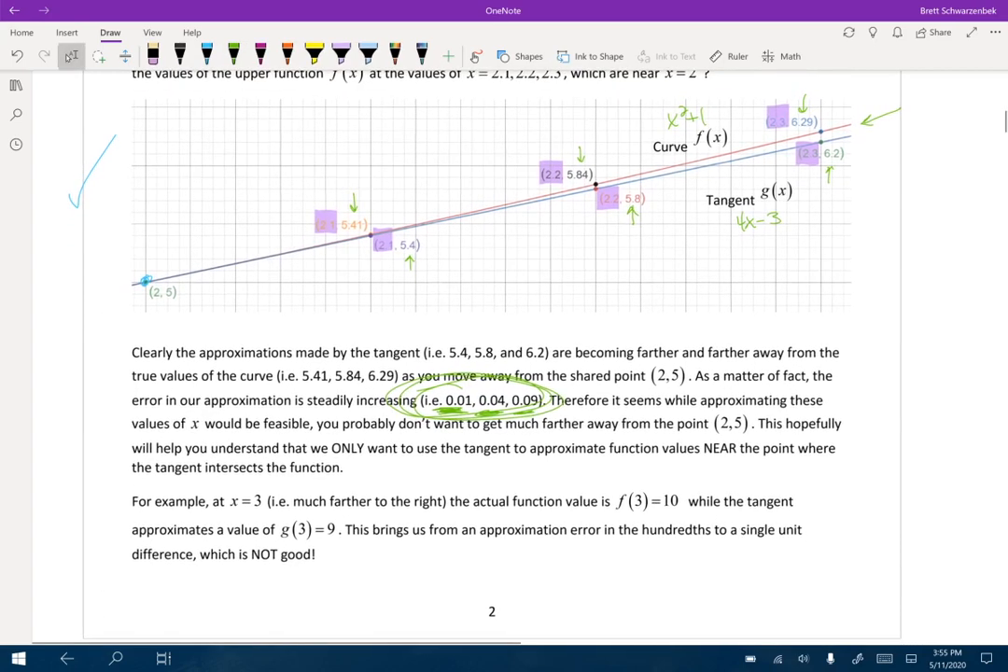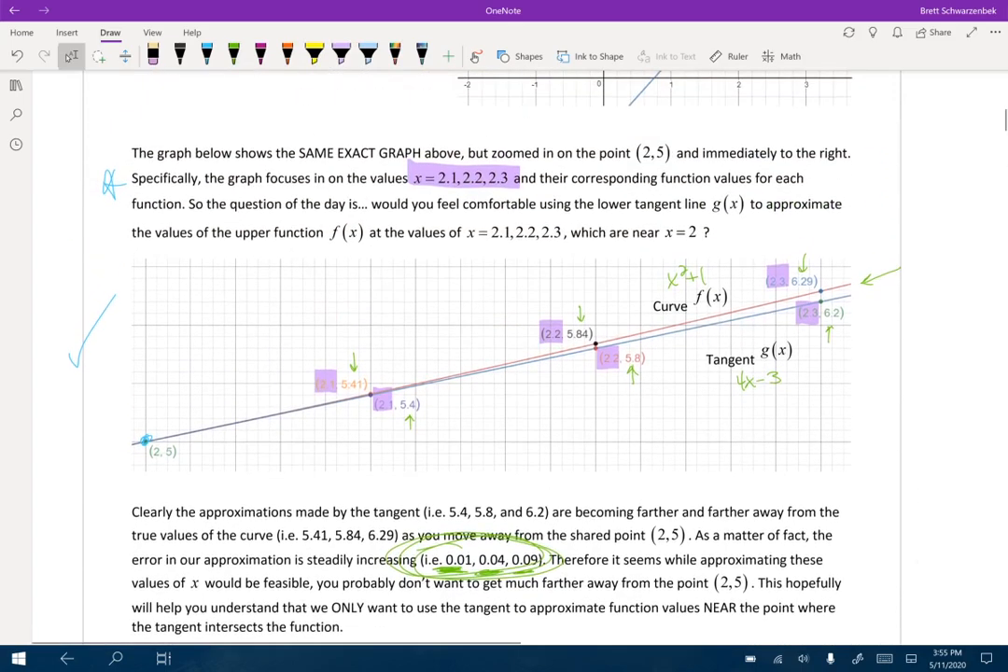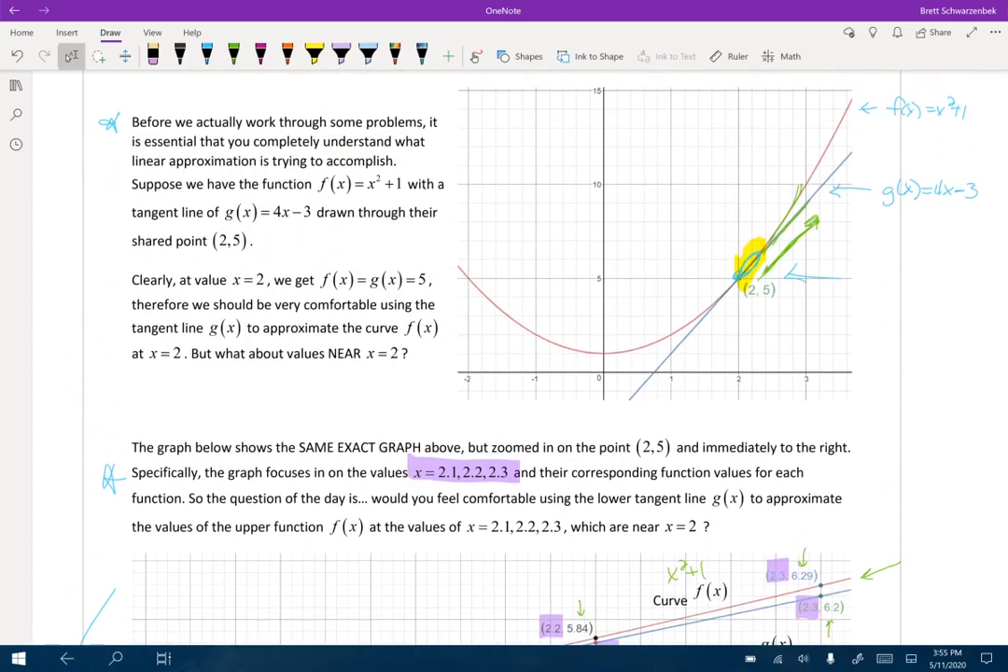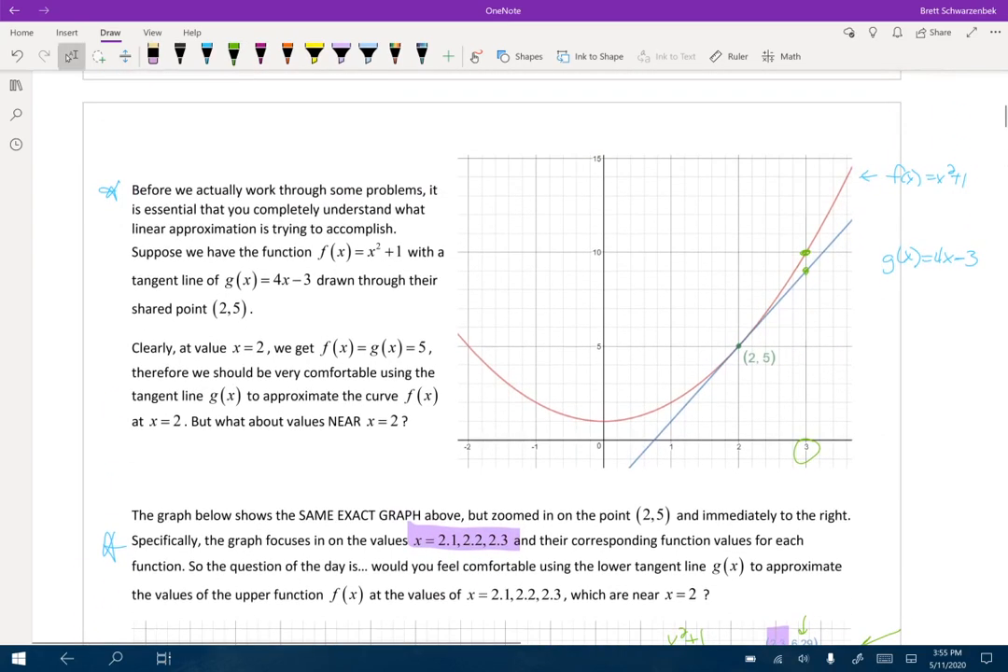So just to go crazy in the other direction, what if we went to 3? Let's get rid of this. Let's say we went to 3 and we picked the points right here. If we plug 3 into here, we're going to get 10 as our result, right? And if we plug 3 into here, we get 9 as a result. So 10 and 9.